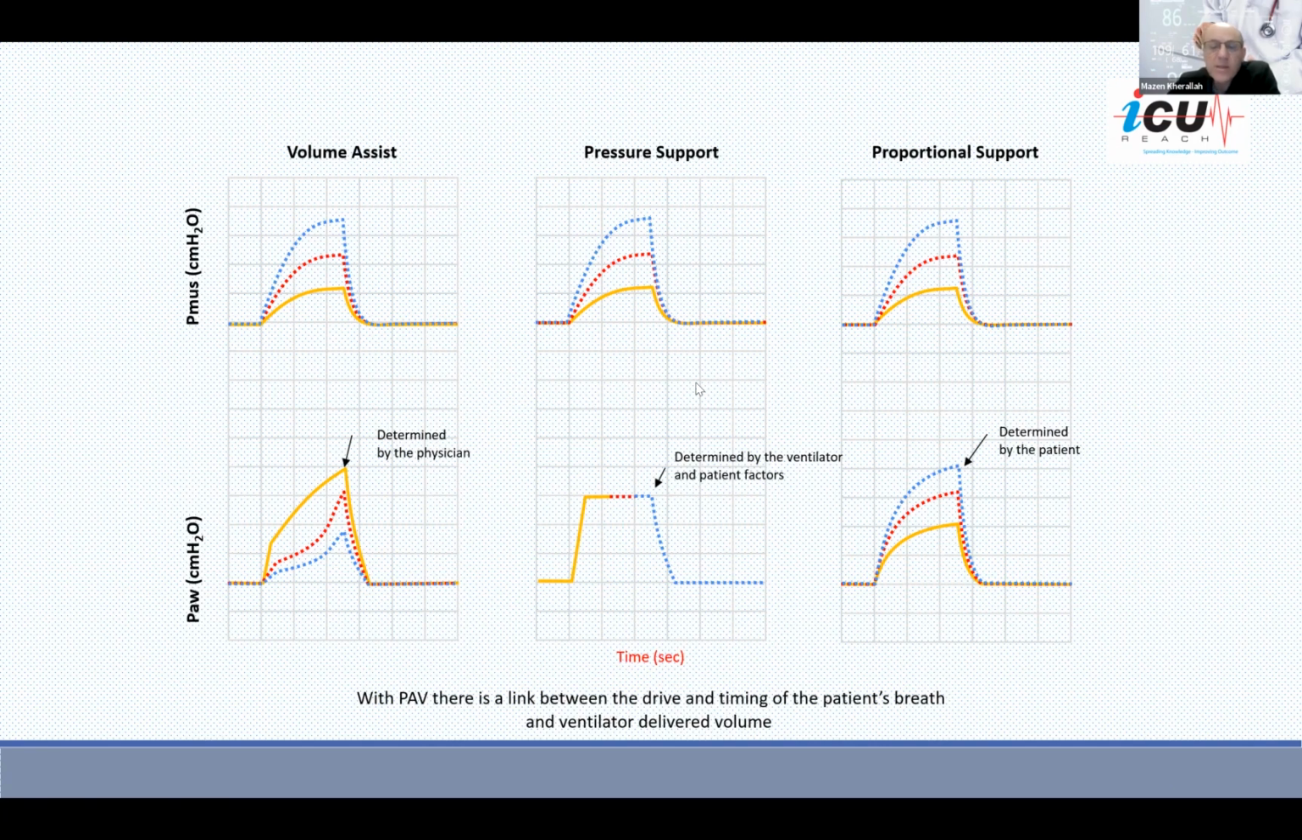Okay, so let's compare this to proportional support. We have the same changes in the patient's efforts, and take a look at the pressure generated by the machine. The more pressure the patient generates, the higher the pressure support that is given by the machine. So we give variable support for variable patient's efforts. If the patient's effort goes down, the pressure support goes down.